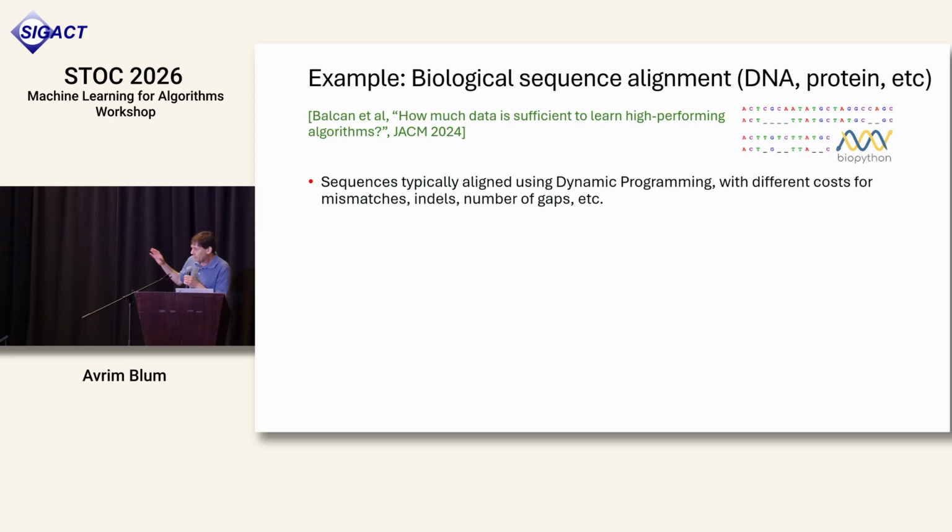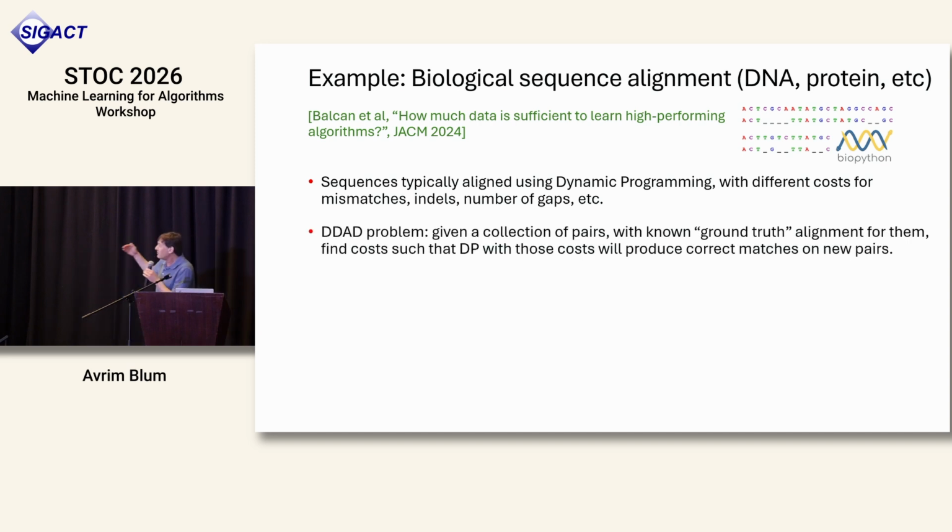Typically the sequences are aligned using dynamic programming, but using different costs for mismatches and for inserting indels, the blank spaces for gaps. There will be costs associated with those, but what should those costs be? So, that is the data-driven algorithm design problem. Given an instance, it's a dynamic programming problem.